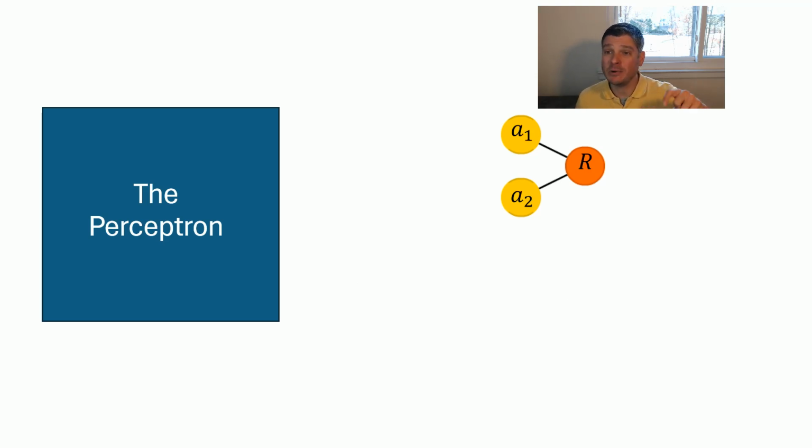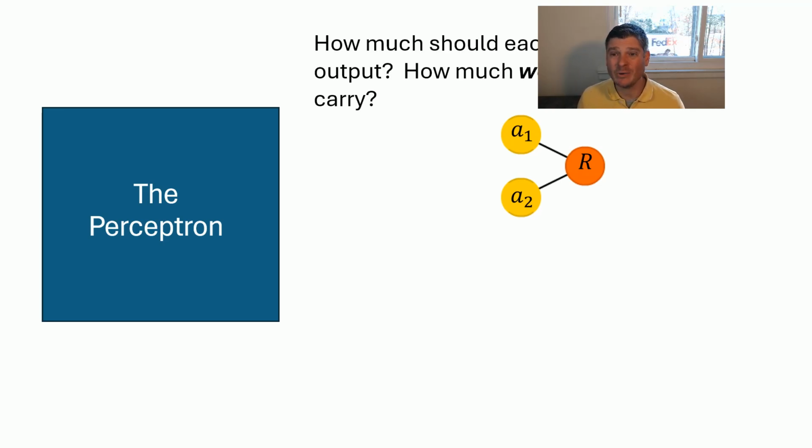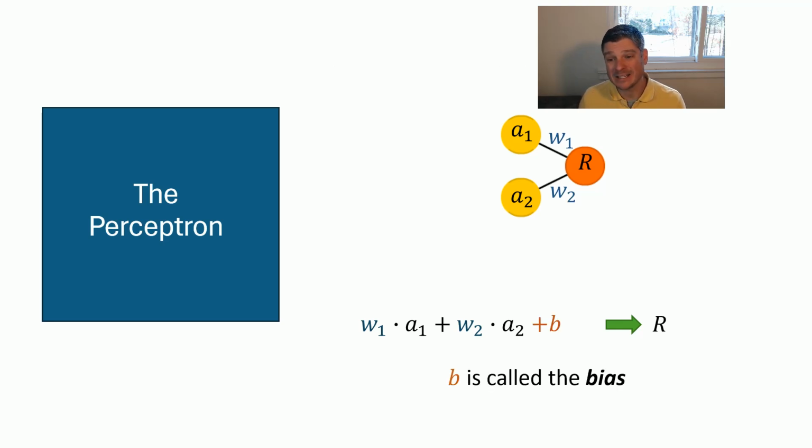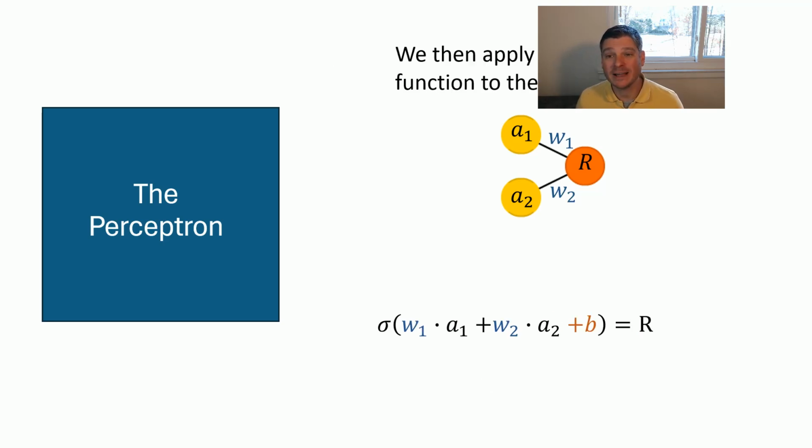Each of those inputs have a certain value, again given by A. And I want to know how much weight should each of those carry. Well, those weights are going to be the parameters that I train when I actually go ahead and try to create my model. And so we take each of those values, we multiply it by the weights, add them together. We add that bias B, and then we have to plug it into our activation function to find that final value.